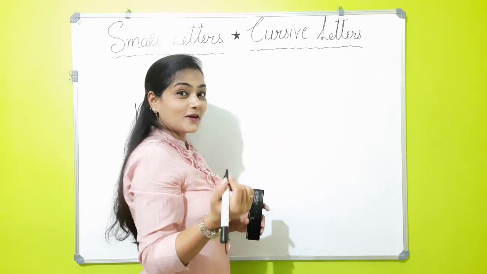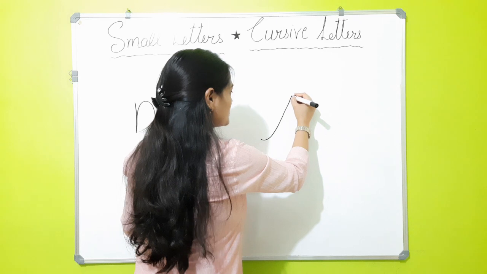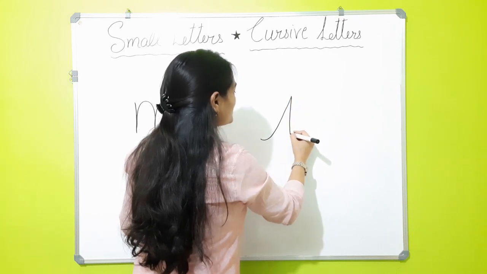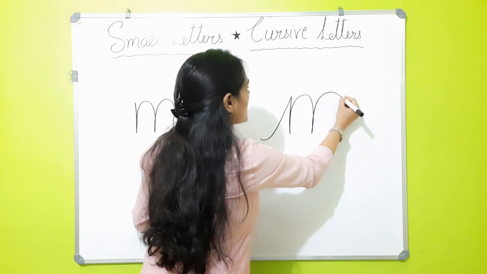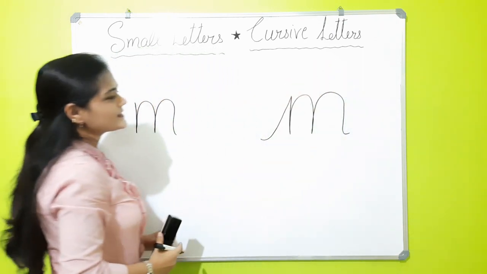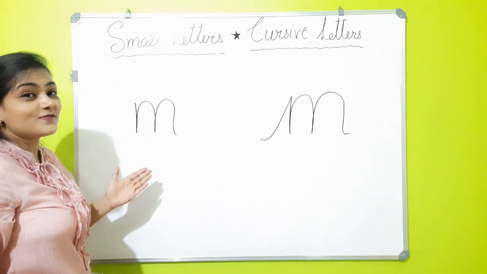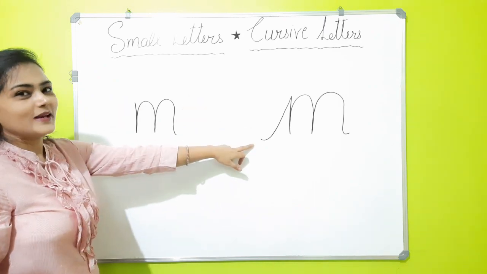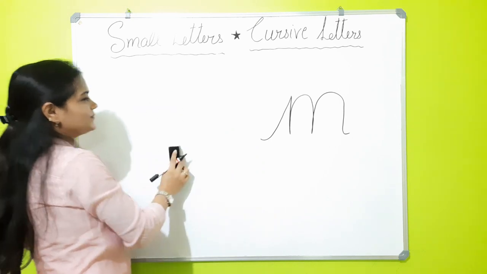Oh my God, you have become very smart. Correct. We need to add a tail to M. Down, up, up and down. This is your cursive letter M, and this is your small letter M. What's the difference? Only a cursive letter has an extra tail.